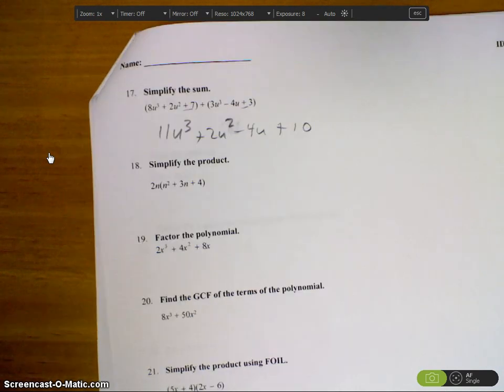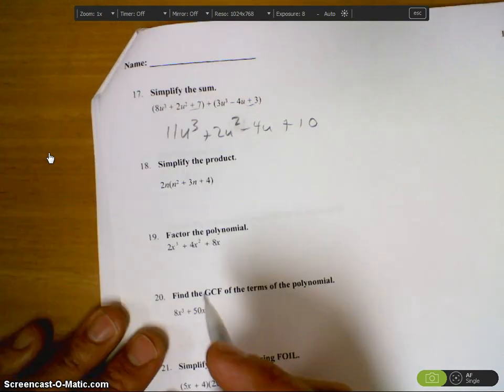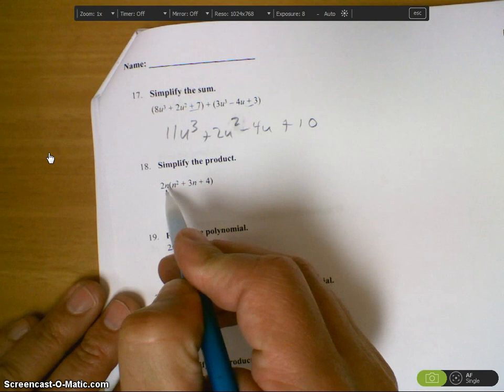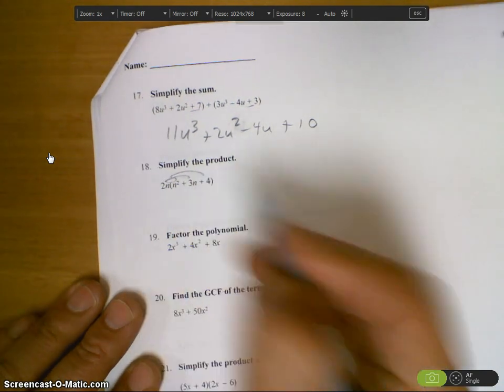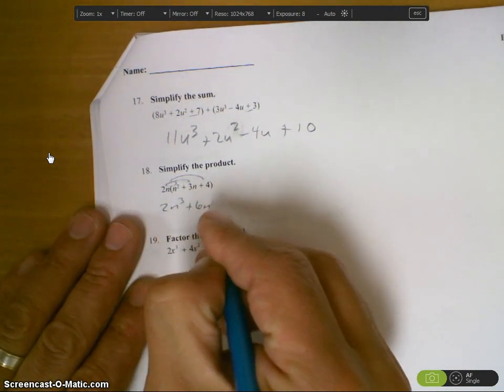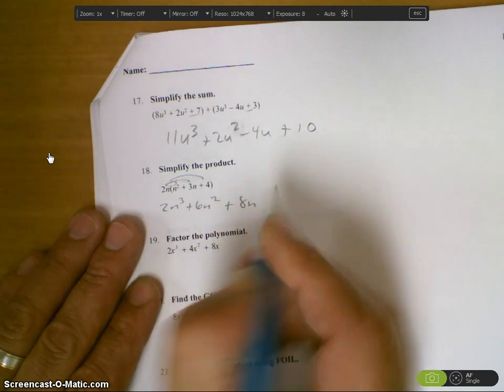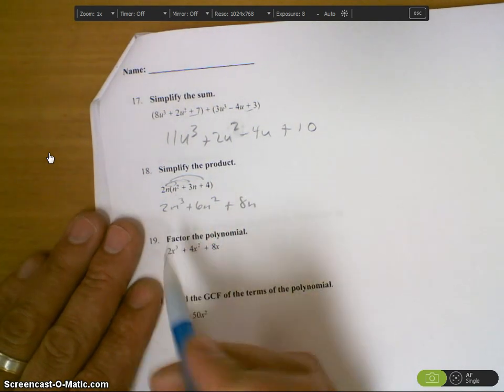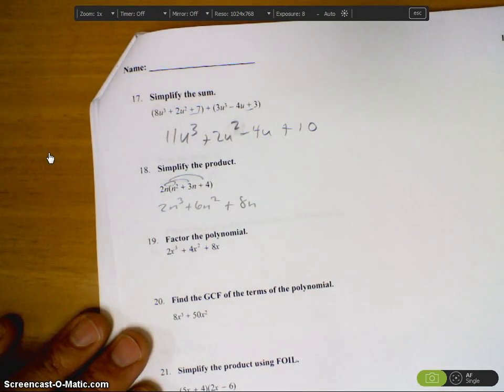All right. Simplify the product. This is just a distributive property problem. So we're going to distribute. And that becomes 2n cubed plus 6n squared plus 8n. Like bases add exponents, multiply your coefficients.